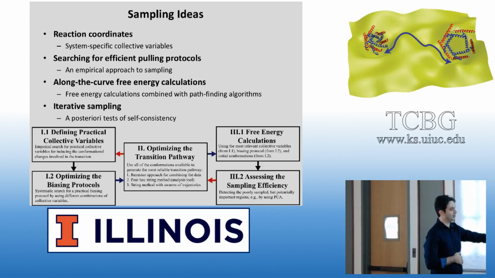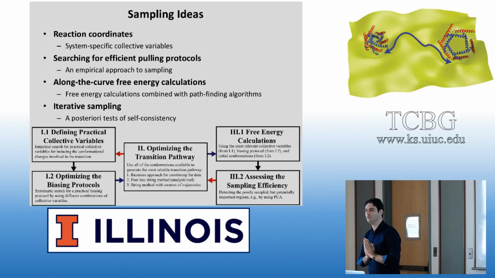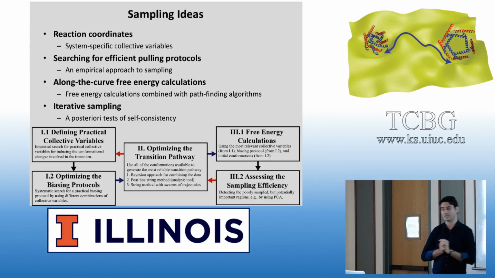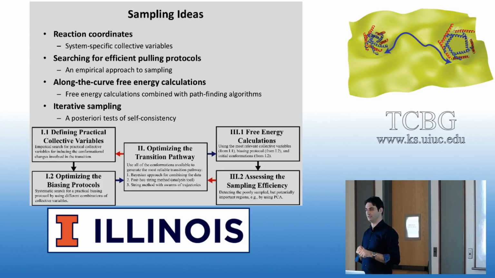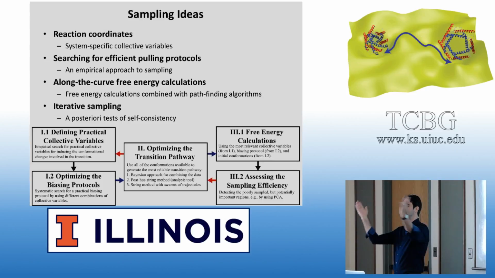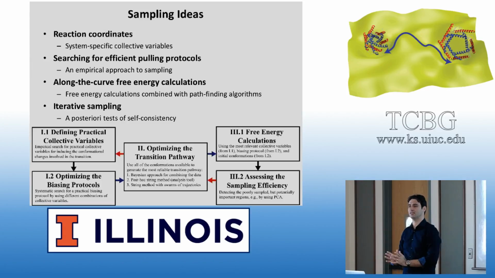Then, what I call here optimizing the biasing protocols is you are going to use these collective variables to push the system using non-equilibrium pulling simulations or SMD, and still it requires some optimization, especially if you are going to compare different pathways. For instance, suppose that you have two different collective variables. One opens one side of the protein and the other one closes the other side of the protein.